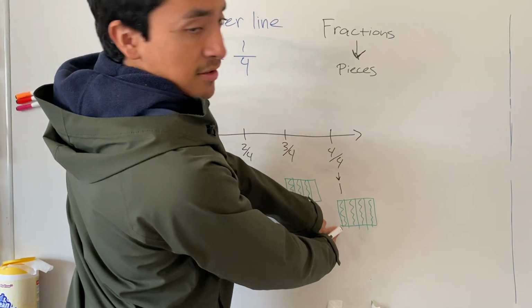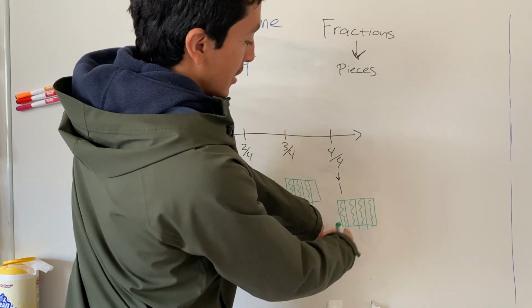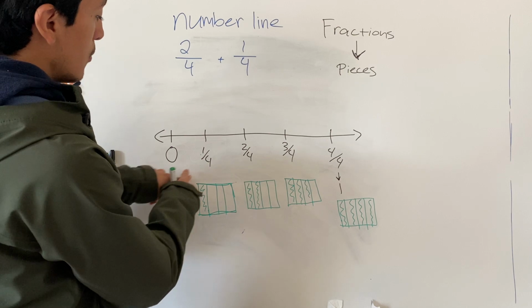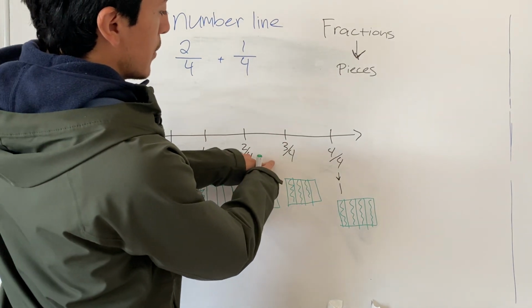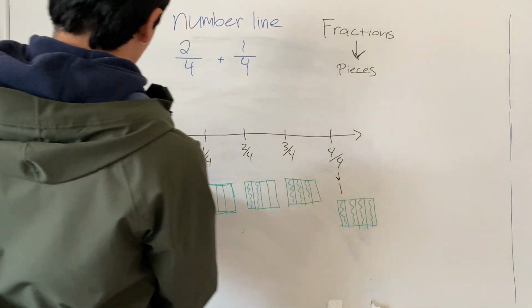What about this one? Is this a whole number? Is this a full piece? Yes, it is. Exactly. All of them are filled in. This is one whole number. We start off with 0, 1/4, 2/4, 3/4, finally 4/4, or the number 1. All of them are filled in.